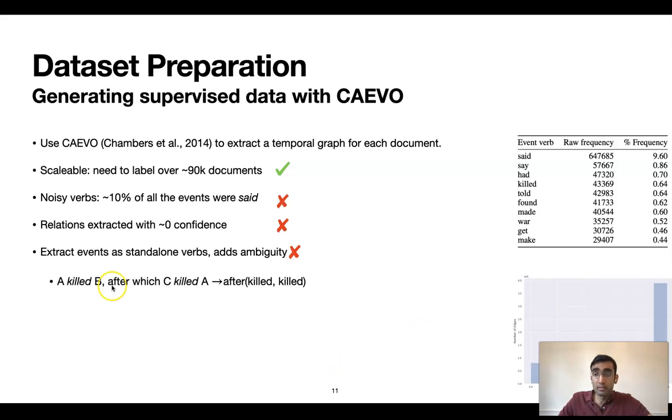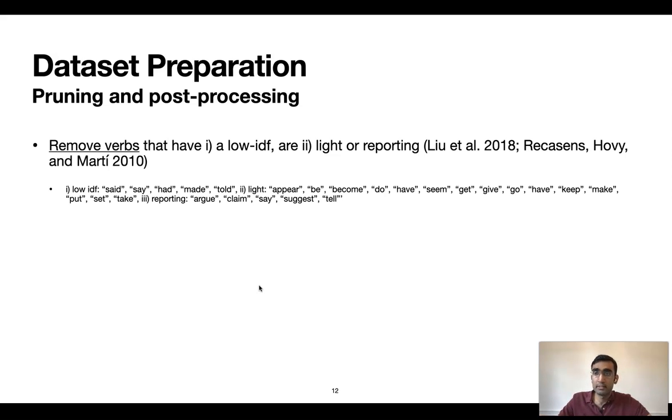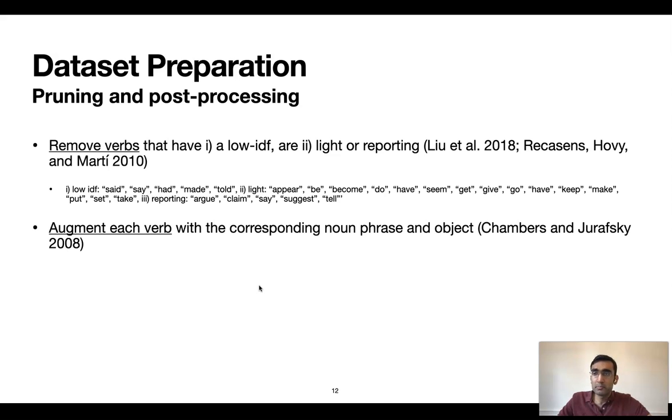So just to give a concrete example, suppose the sentence is A killed B, after which C killed A. The extraction done by Kaibo would be after, killed and killed. So there is no way to really tell which of these two instances of killed does this kill, for example, refers to. So in order to tackle these challenges, we remove all the verbs that have a low IDF or are light or reporting verbs. So this is the list that we use to prune the verbs.